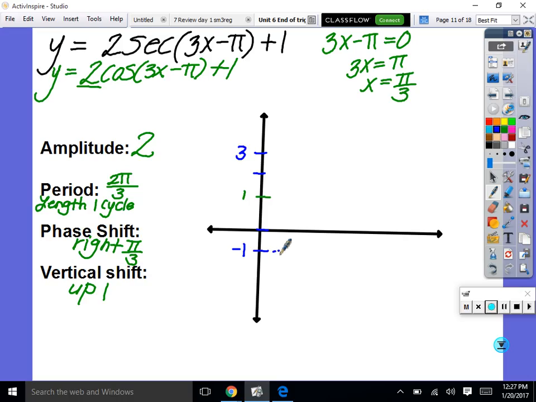I like to have something drawn in, so I know exactly how high up and down to go. There's going to be a lot going on with this graph. Now also it's nice to draw in, since we're up 1, this is our new midline. Does everybody see my new x-axis? Then also we're shifting right pi thirds. So instead of starting at 0, that's where we're going to start. Draw in your new y-axis.